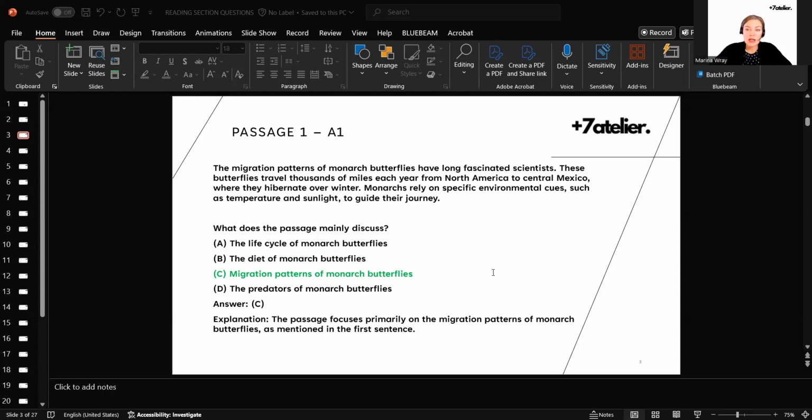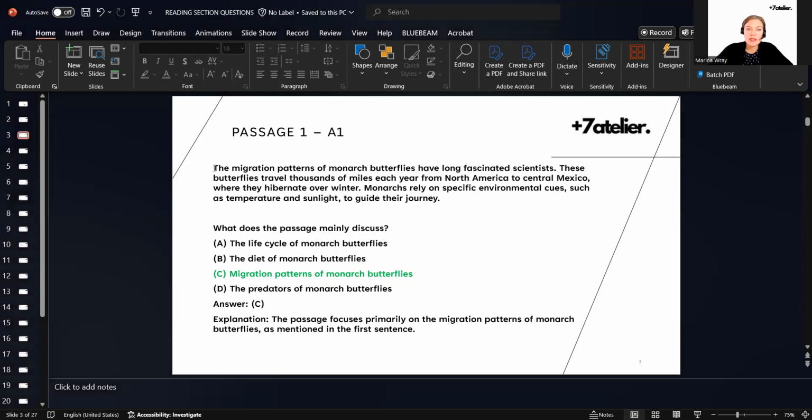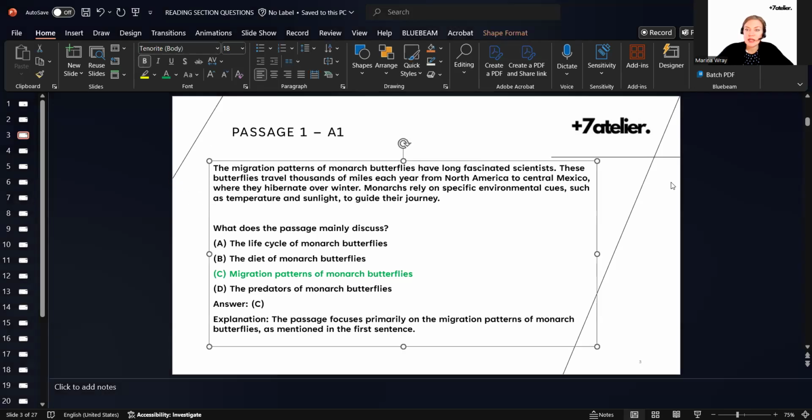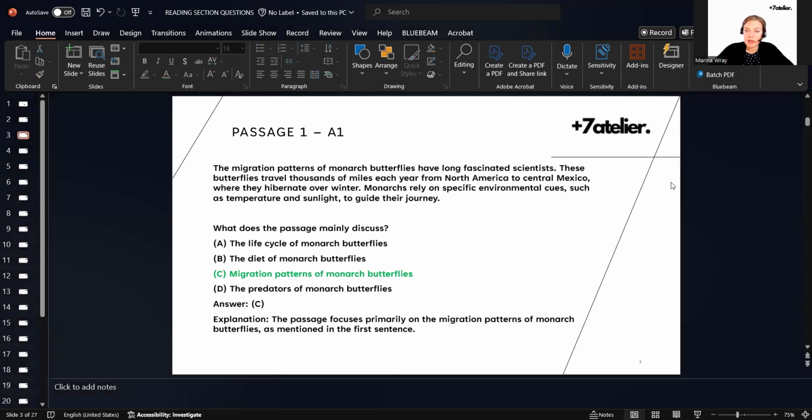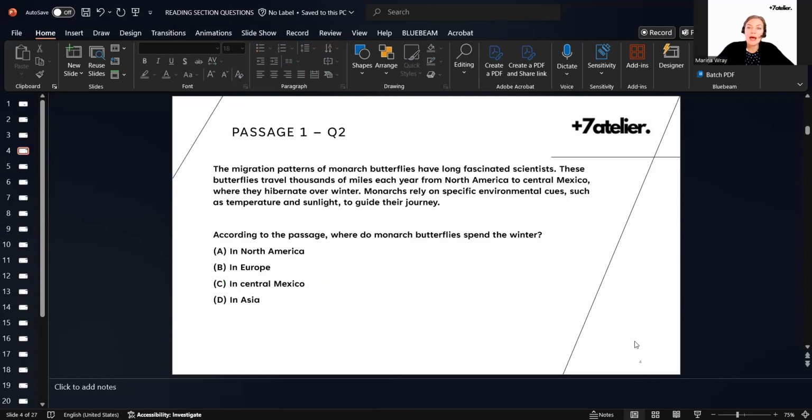So let's see the answer. The correct answer is C. So the passage mainly discusses the migration patterns of monarch butterflies. And that is mentioned in the very first sentence. So that is here, the migration patterns of monarch butterflies have long fascinated scientists. Let's go to the next one.